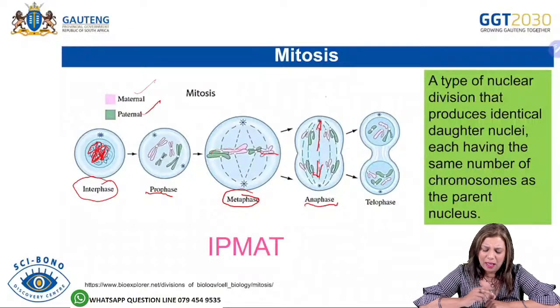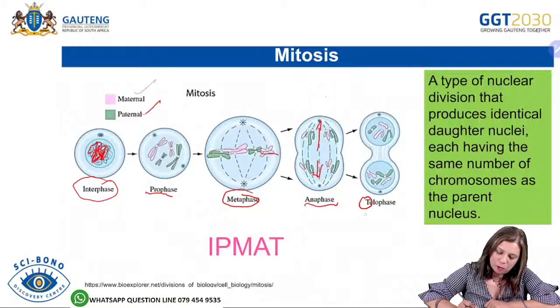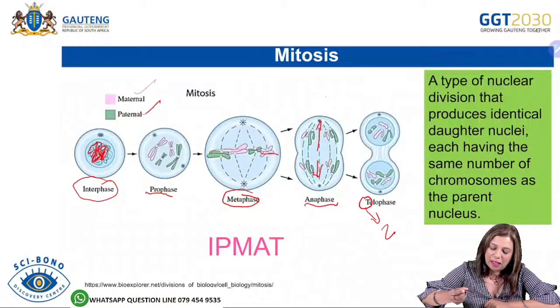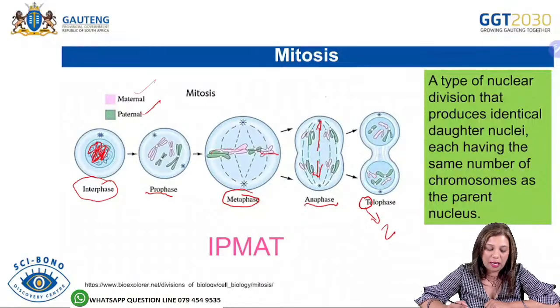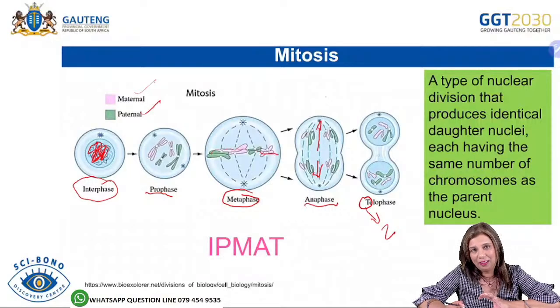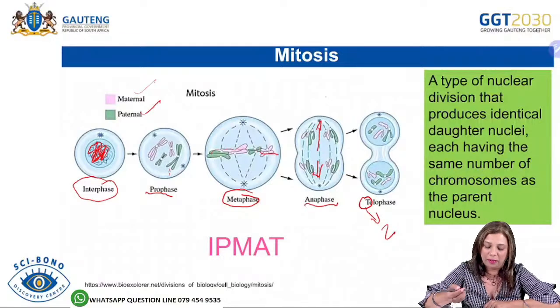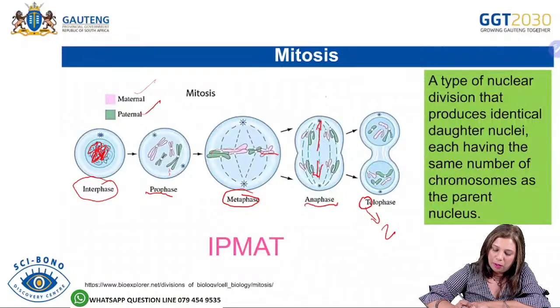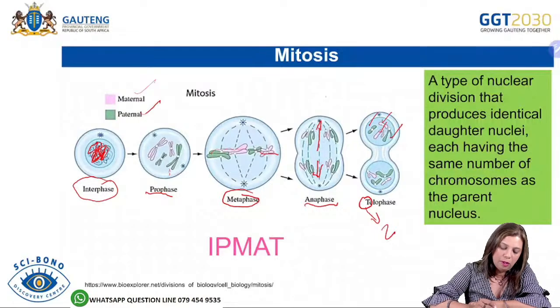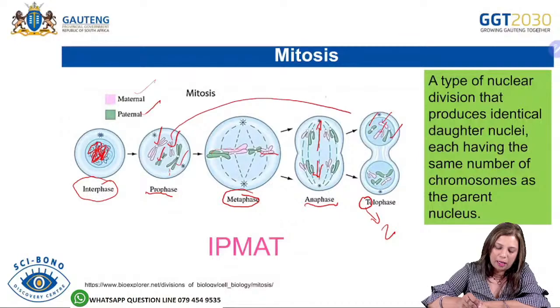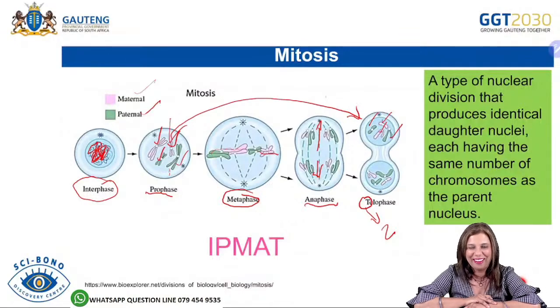Telophase is T for 2. The cell divides into 2 and is identical to the parent cell. If we can call this the parent cell, it is identical to the parent cell. If you count the number of chromosomes, 1, 2, 3, 4, 1, 2 from the maternal origin, 1, 2 from the paternal origin. So we can see they have formed a carbon copy of themselves, like a rubber stamp, hey?